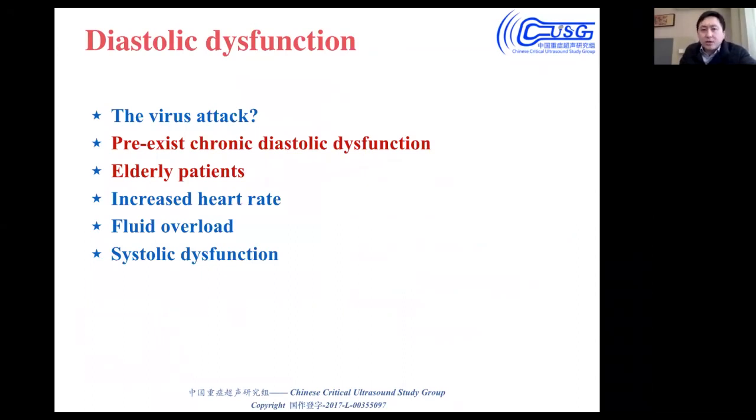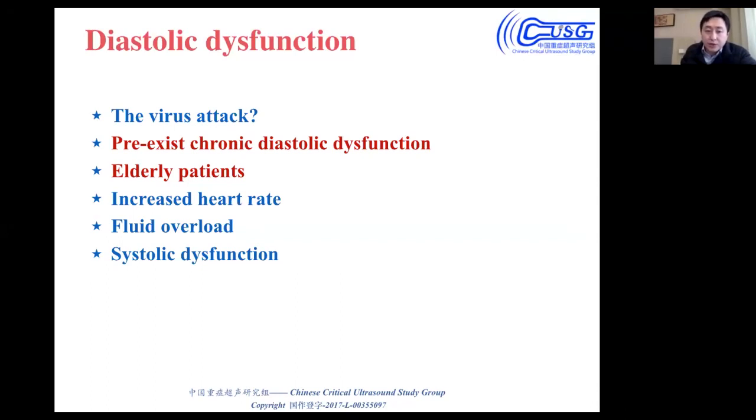How the diastolic dysfunction happens, we do not have enough evidence about the virus attacking the heart. Although we found the virus in the myocardial muscles in biopsies of patients, we should pay more attention to patients with pre-existing chronic diastolic dysfunction, especially elderly patients.